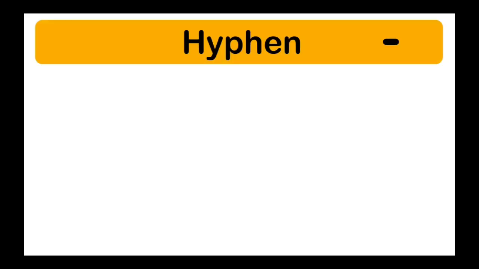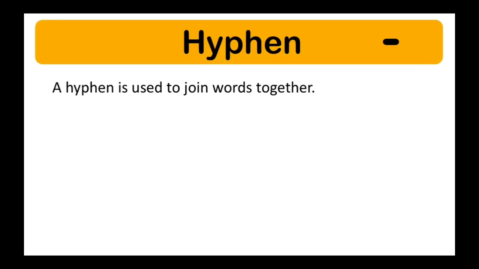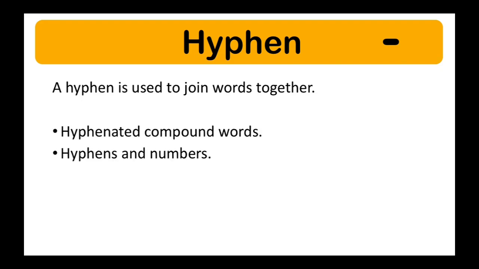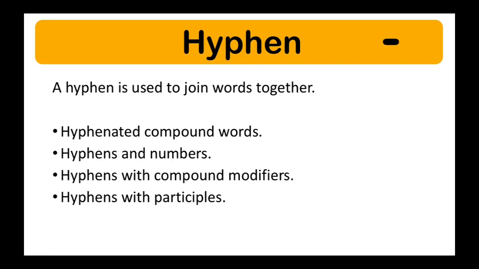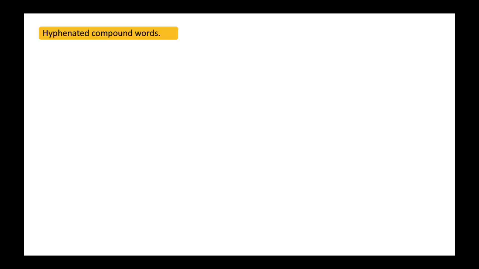Hyphen. A hyphen is used to join words together. This includes hyphenated compound words, hyphens and numbers, hyphens with compound modifiers, hyphens with participles, and hyphens with prefixes. Hyphenated compound words. These are words with a hyphen between them.